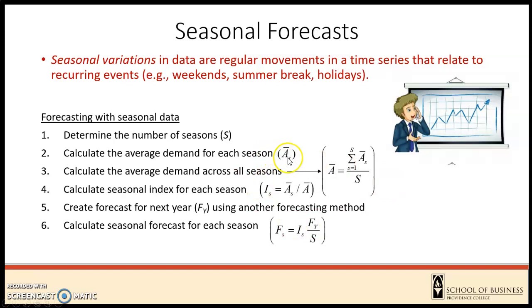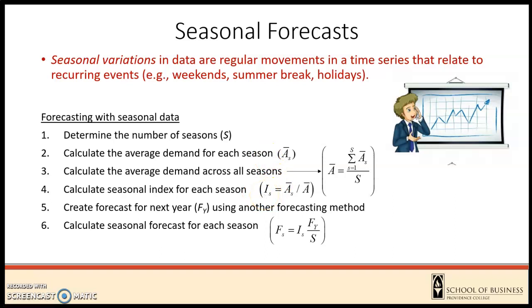Basically we take each of these season demands that we came up with, add them up together, and divide by the number of seasons, just to tell us what the normal regular average is across the entire year. The reason we do that is so we can create the seasonal index. The seasonal index is just the relationship between our average seasonal demand for each season, divided by the overall average. And so this would be our IS number.